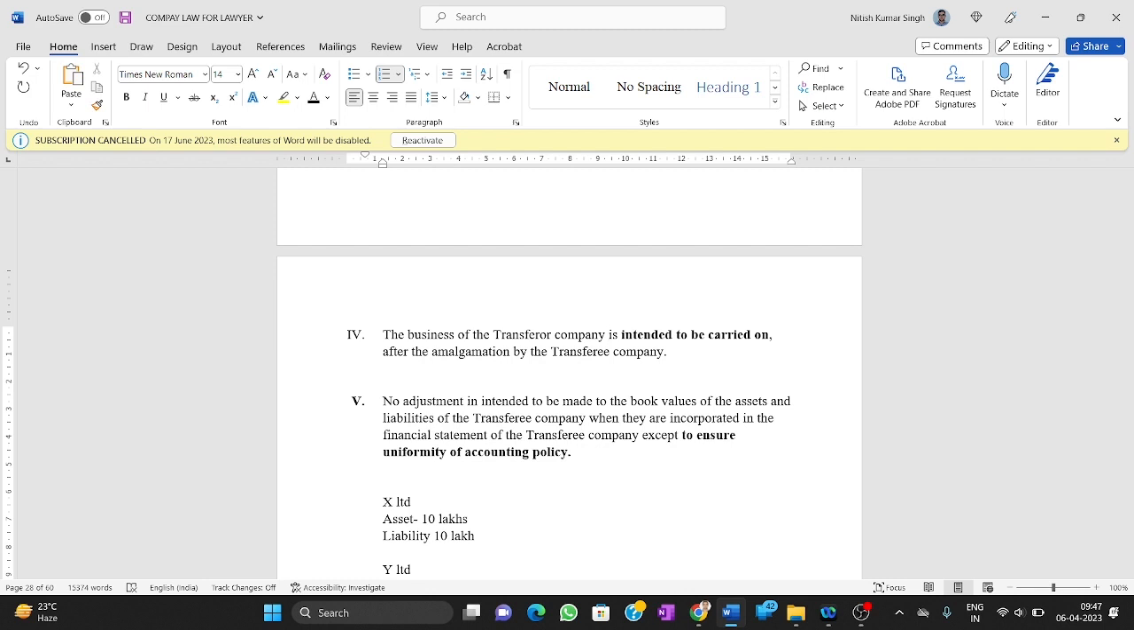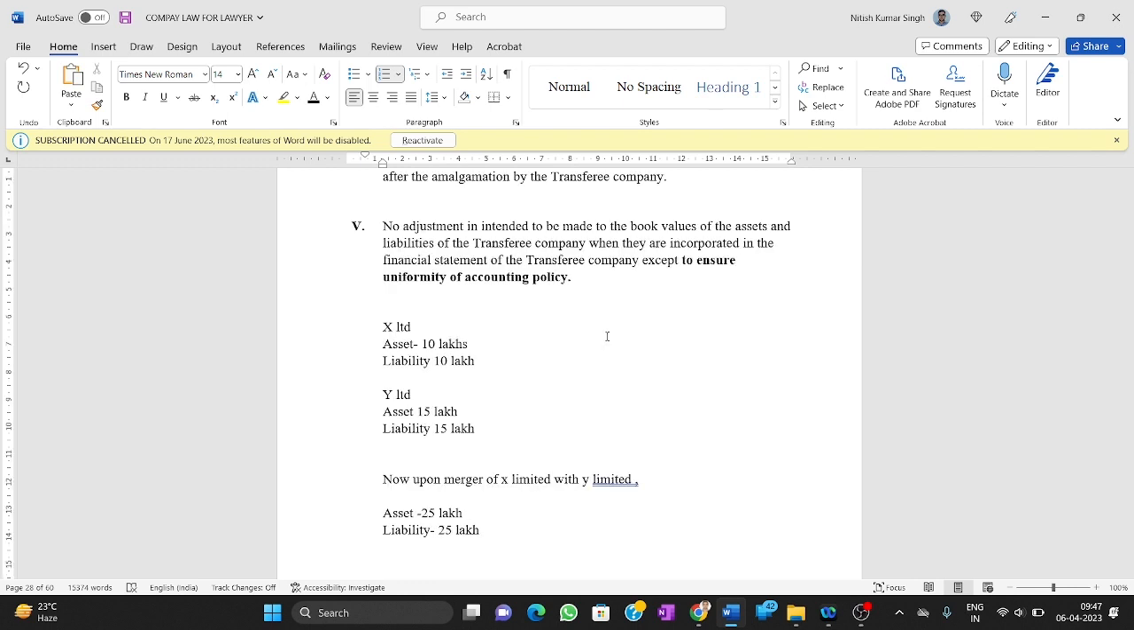The fourth point is the business of the transferor company is intended to be carried on after the amalgamation with the transferee company. The fifth point is no adjustment is to be made in the book values of the transferee company except to ensure uniformity in accounting policy. So if these five conditions are fulfilled, then it is amalgamation in the nature of merger. If any of the conditions is not fulfilled, then it is amalgamation in the nature of purchase.